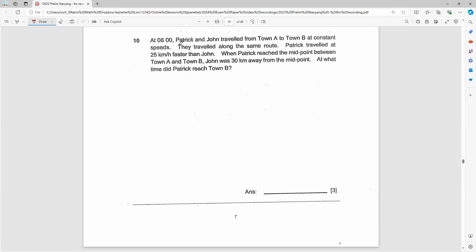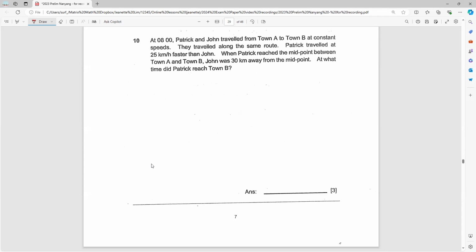Question 10. At 8 a.m., Patrick and John traveled from A to B at constant speeds. They traveled along the same route. Patrick traveled at 25 km per hour faster than John. When Patrick reached the midpoint between A and B, John was 30 km away from the midpoint. What time did Patrick reach town B?